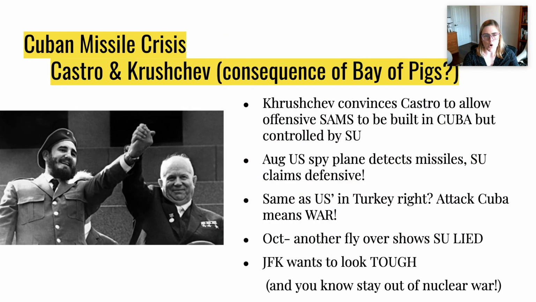All right, so what we're going to see is this relationship back to Cuba between Castro and Khrushchev. That's going to get closer. We're going to be working much more together after the Bay of Pigs. And that's going to have pretty severe consequences. So what we see, and this is a very young Castro, and then this is Khrushchev. So Khrushchev is going to convince Castro to allow the Soviet Union to put in SAM, so surface-to-air missiles, that are going to be built in Cuba, but controlled by the Soviet Union.